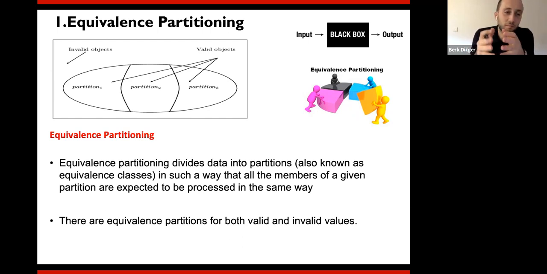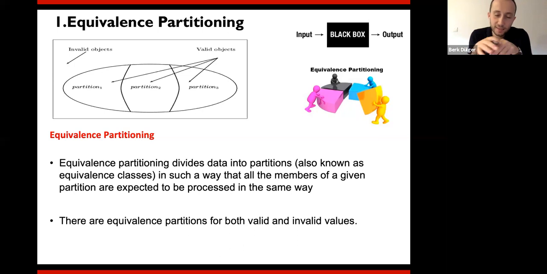Let's say for a calculator, inputs might be negative numbers, positive numbers, and 0. These are 3 different partitions, 3 different categories for a valid set. And also equivalence partitioning tells us as well as valid partitions, we also need to partition the invalid part. There might be some partitions in the invalid input area. We also need to consider them.